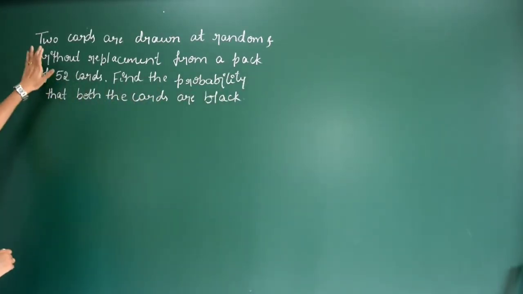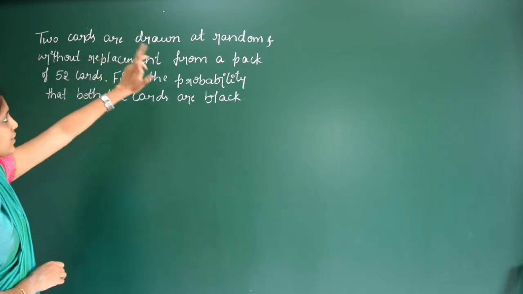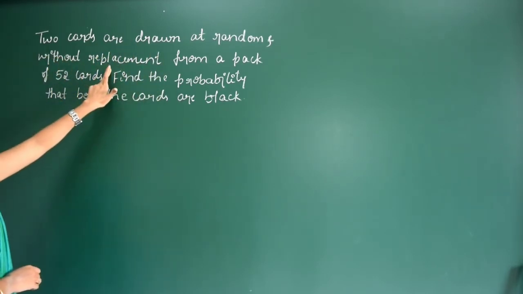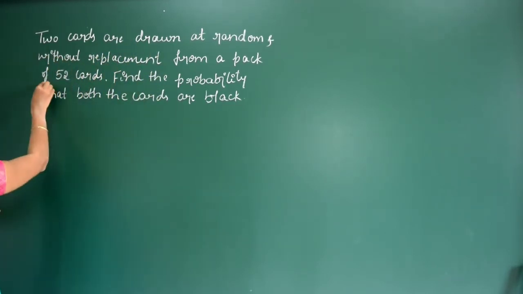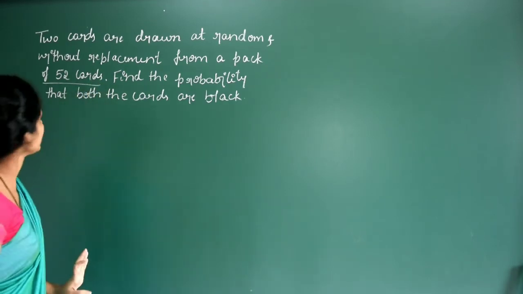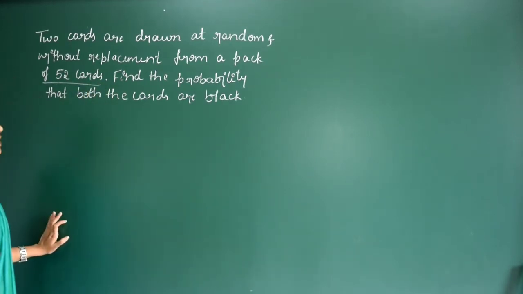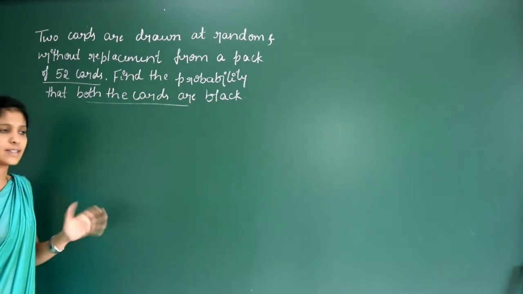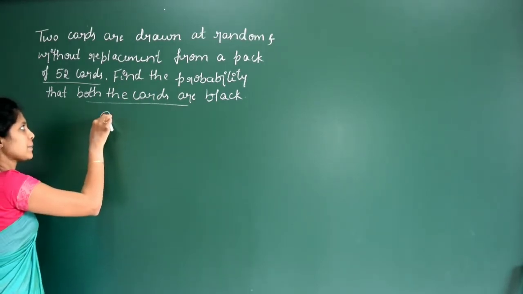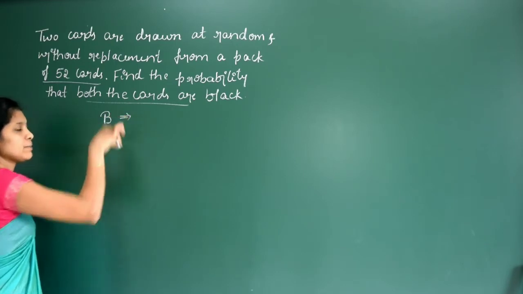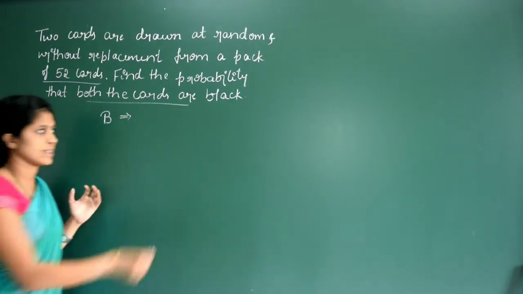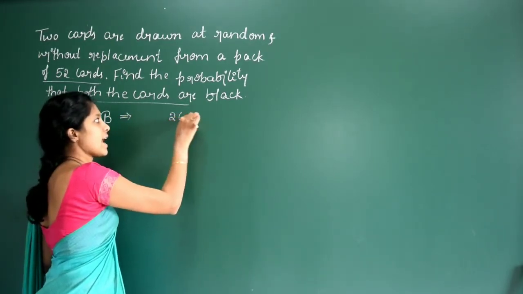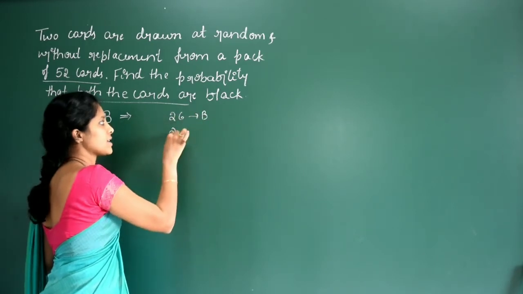Read this question. Two cards are drawn at random and without replacement from a pack of 52 cards. Find the probability that both the cards are black. So let us consider B represent the black cards. How many black cards will be there? 26, right? 26 black cards and 26 red cards will be there.